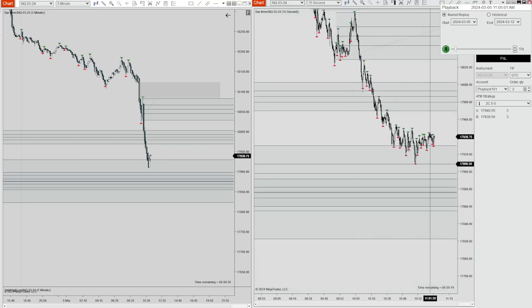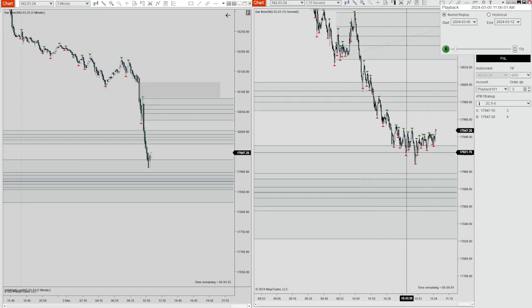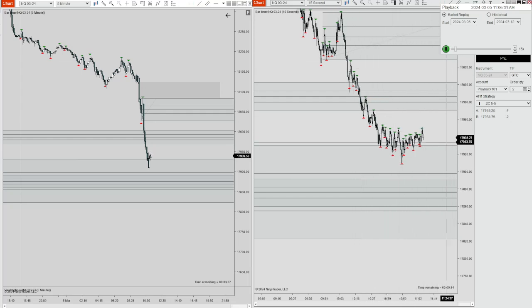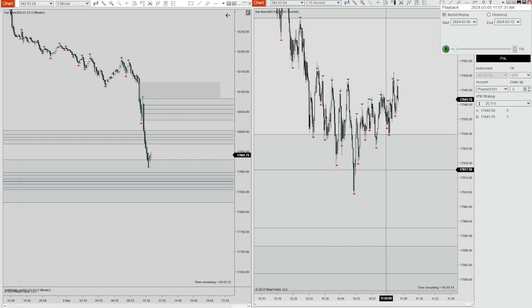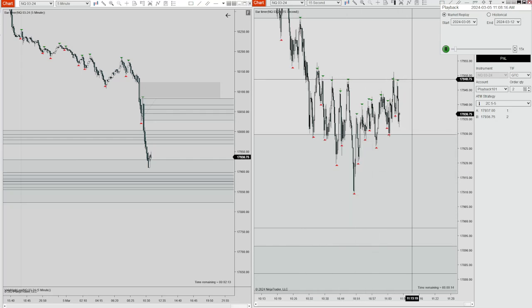All right, this looks like a little bit of a bottoming pattern. Starting to see some exhaustion. Starting to see a bit of a flip. No closure above yet.